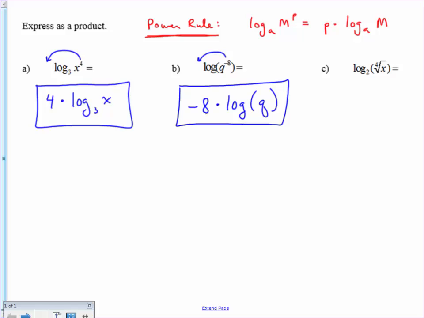On any of these, you want to be careful that you reduce further if you can. Okay, log base 3 of x, it doesn't reduce any further. Log of q, it doesn't reduce any further as well.